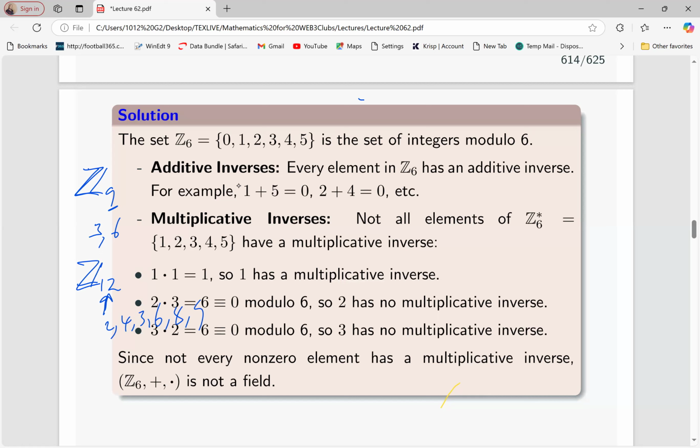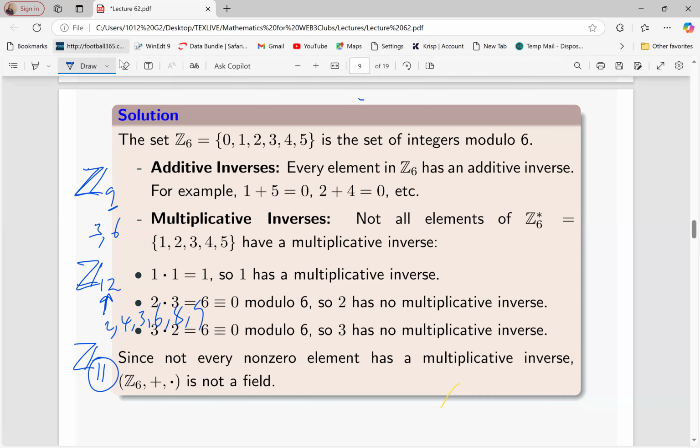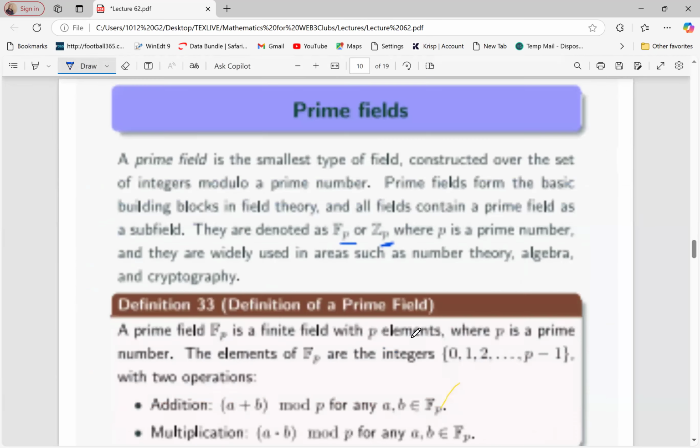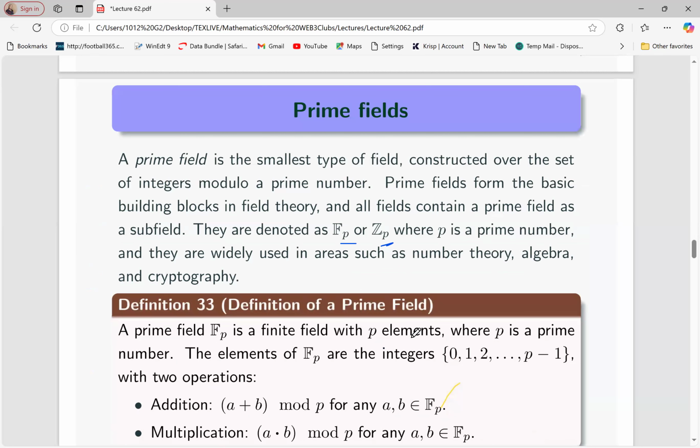But when you take Z11, every element here is relatively prime to 11. Every element. Therefore, it is a field. So we want to look at prime fields in detail, and you know what they are.